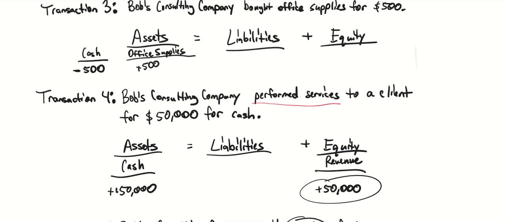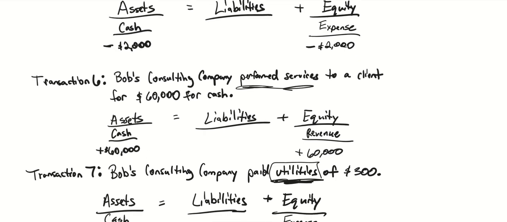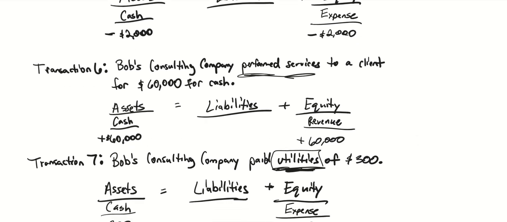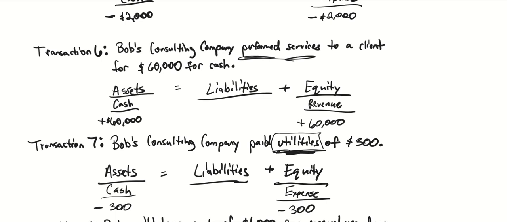So I go to transaction 4. The company performed services to a client for $50K for cash. So this is a customer. This is a cash collection from a customer or client, same thing. So that's 50,000, and then we got transaction 6. Same thing. Bob performed services to a client for 60,000. So that was for services performed, and we got cash for it.